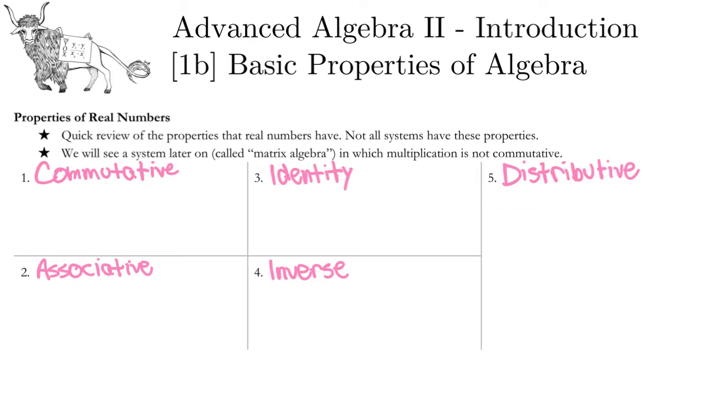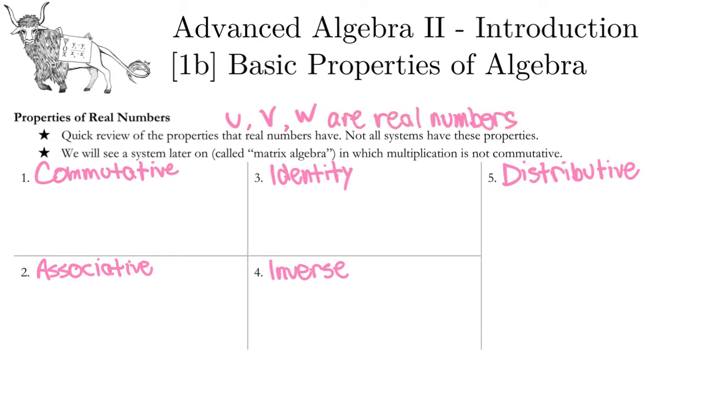I hope these properties are familiar to you. If not, it's quite all right. We'll be going through each one. As I go through each one, I'll be using letters that represent real numbers. And the letters that I'll be using are U and V and W. So we'll practice writing our U's, V's, and W's.